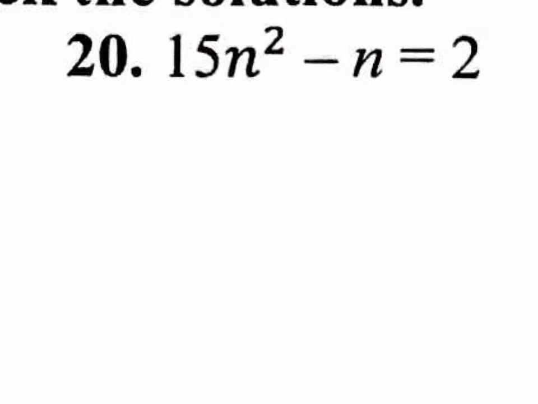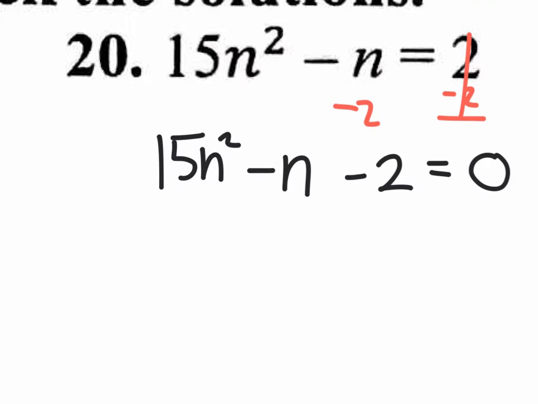So what do I do to set it equal to 0? Subtract 2, that's right. Cancels. You can't really subtract 2 from a letter, so we're just going to rewrite it. There it is, 15n squared minus n minus 2 equals 0. Could I pull out a GCF from this thing? Is there something in common in all three terms?